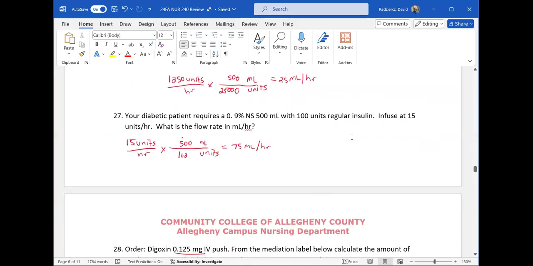Yeah, so 27 is going to be set up the same way as the heparin. It's the same type of question. We're doing units per hour and converting it to milliliters per hour. The only thing is that the units just happen to be smaller numbers. So it tells me I'm infusing at 15 units per hour, and it says we have available 0.9% normal saline, 500 milliliters with 100 units of regular insulin. I'm just going to use those two pieces of information to convert units per hour to milliliters per hour.